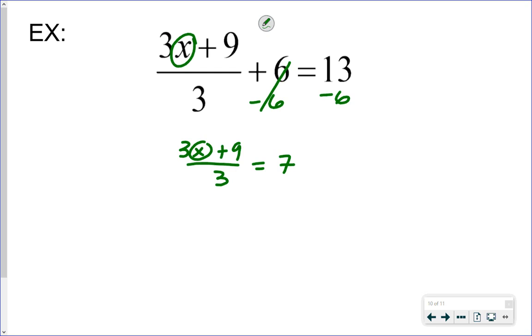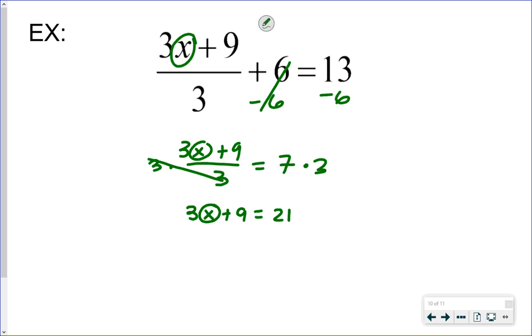Okay, now my variable is trapped in the numerator of the fraction, so I need to get rid of this 3 on the bottom. The x and 3 are connected by division. Opposite of division is multiplication. So on the left-hand side, I've got 3x plus 9. And then on the right-hand side, 7 times 3 is 21.